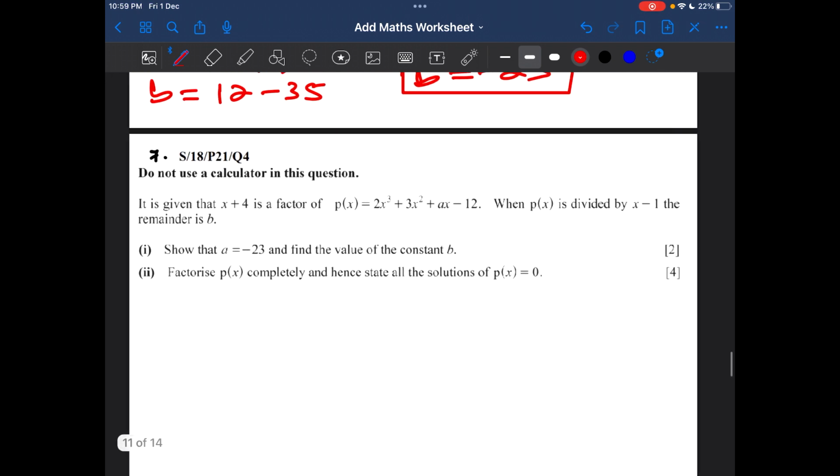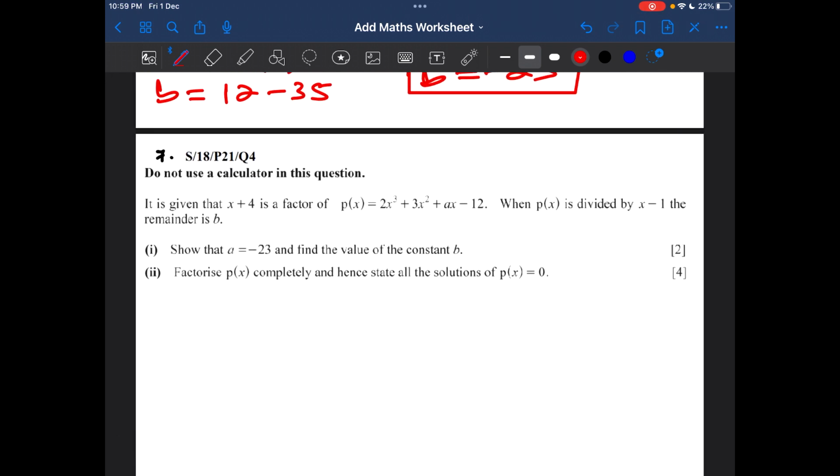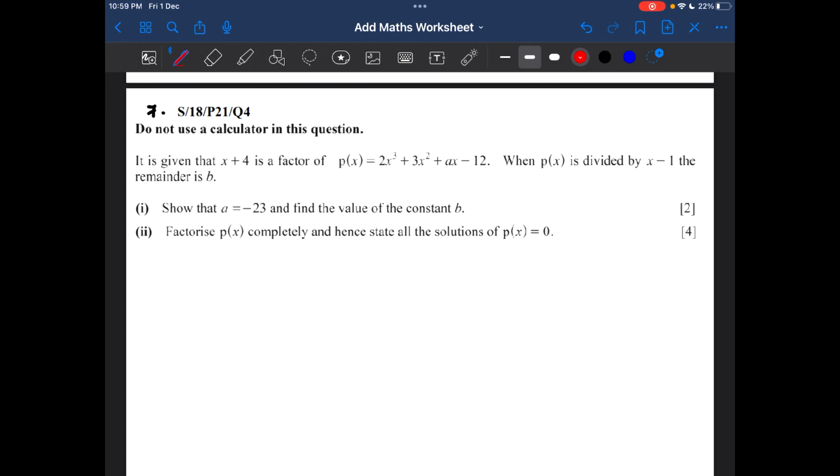Moving on to the next question, it says do not use a calculator in this question. Specifically, they are saying do not use the calculator. It says it is given that x plus 4 is a factor of this expression. Now if x plus 4 is a factor, this gives me a hint that the remainder is equal to 0. When p(x) is divided by x minus 1, the remainder is b. They're saying show that a is minus 23 and find the value of the constant b.